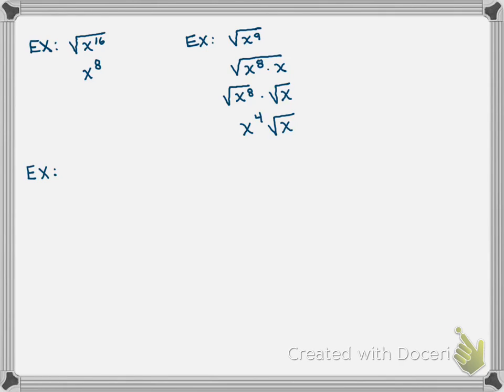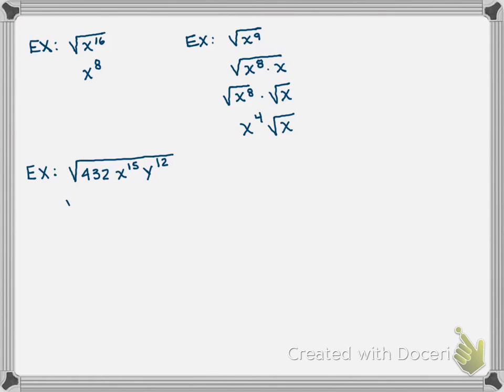Pick a number that's actually going to work. Square root of 432 x to the 15th y to the 12th. So this looks a bit more complex than what we just did, but remember that we can break this up as much as we want. So we can break it into individual factors.